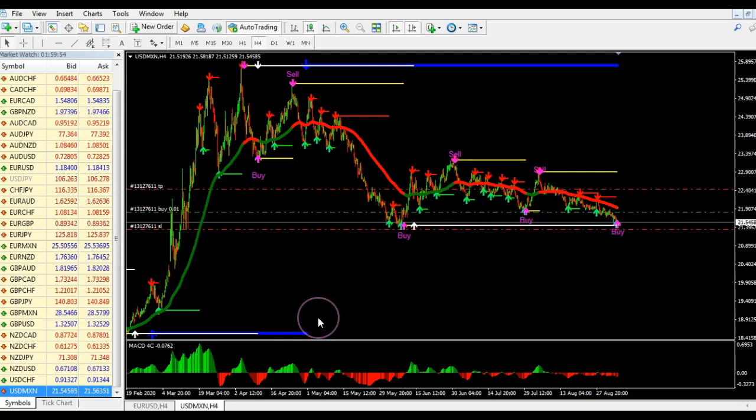And the last pair I want to show you is AUD/NZD. I like AUD/NZD a lot. It moves kind of slow, but it's a very steady pair.